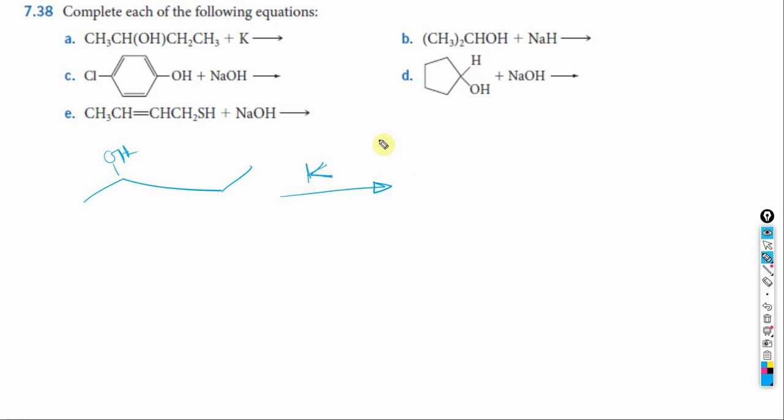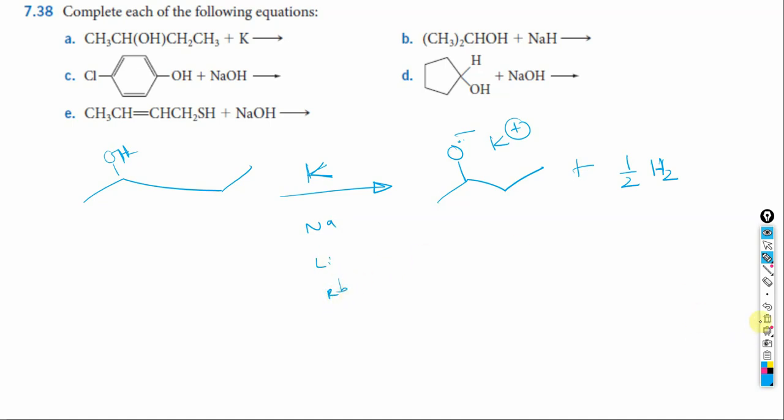Okay, so you're going to have that K plus and half H2. You're producing hydrogen gas and you're producing the corresponding alkoxide. So that's what we saw in the lecture, and the same is going to be true whether you have potassium or sodium or lithium or rubidium.